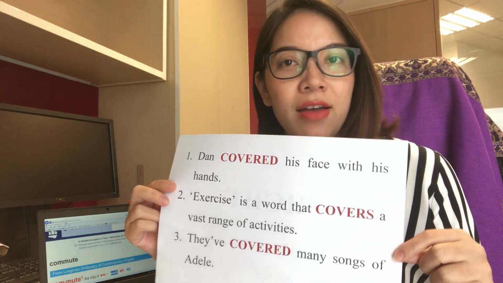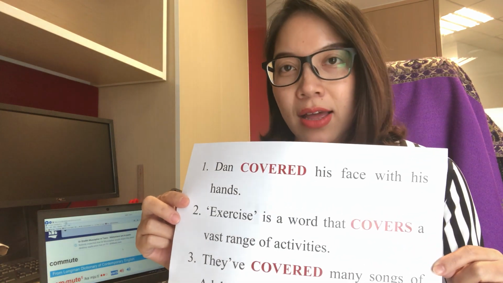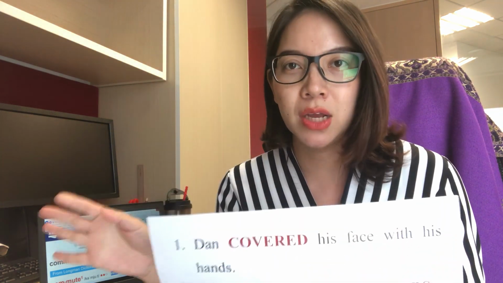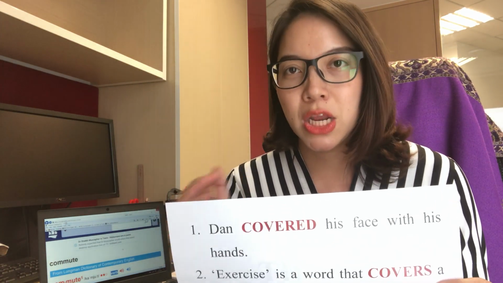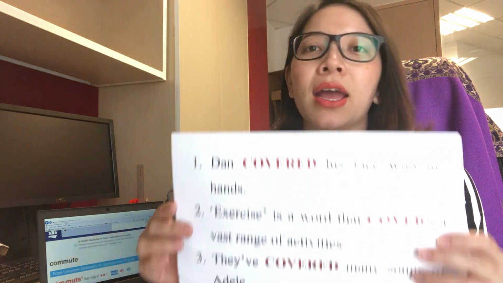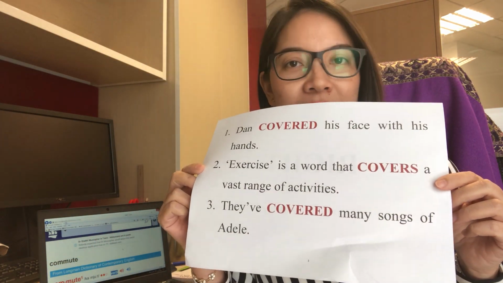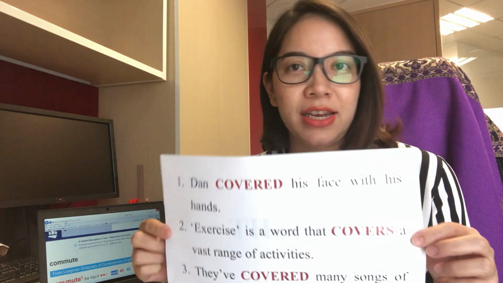Exercise is a word that covers a vast range of activities. In this case, covers means to include, so we have the sentence, exercise is a word that includes a vast range of activities. And number 3, Dave covered many songs of Adele. That means they have performed or recorded many songs that were originally sung by Adele. So we can see from the examples here 3 different meanings of the word cover as a verb. So do you see one word but different meanings?